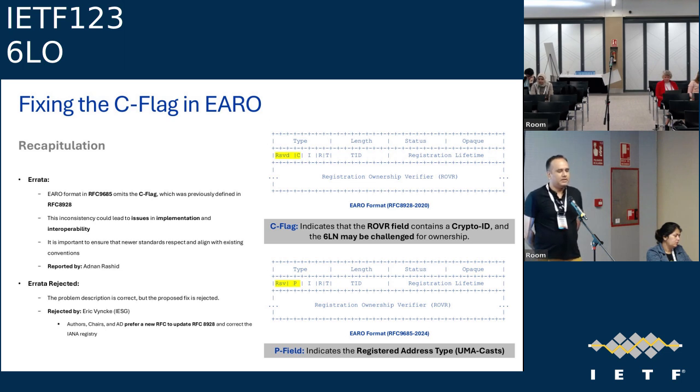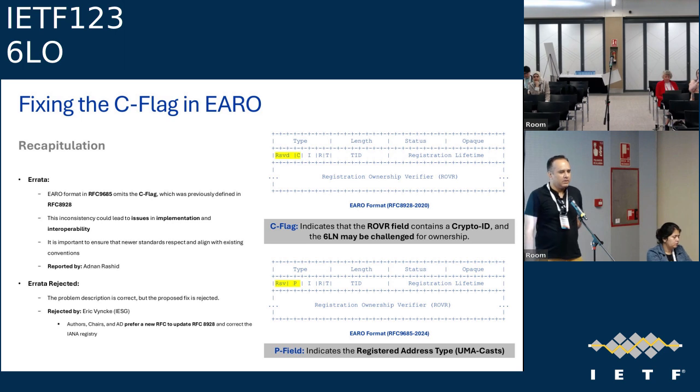So later on in 2024, RFC 9685 was published. And as you can see in the highlighted area, the P field is a 2-bit field that occupies the C flag field as well. So this was the erratum that I highlighted in the working group, which was rejected by the area director and some other people. So this is another opportunity by the group.